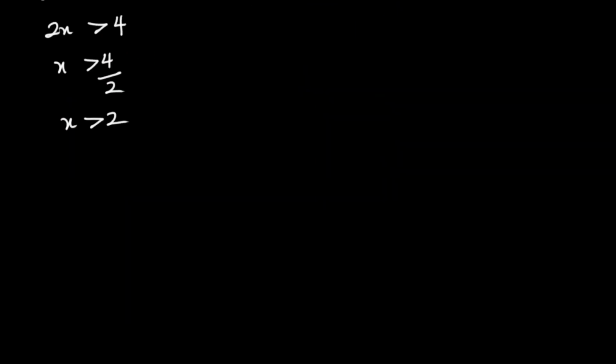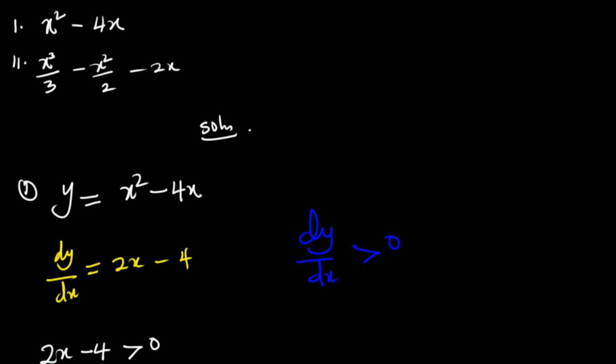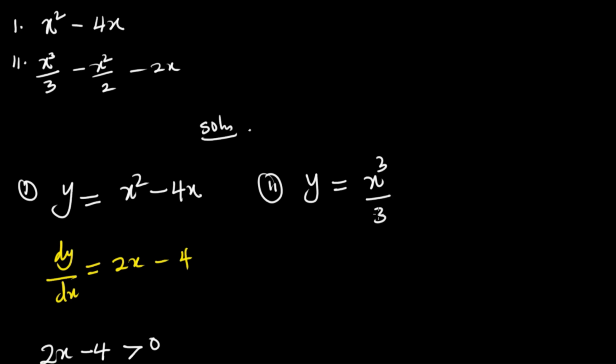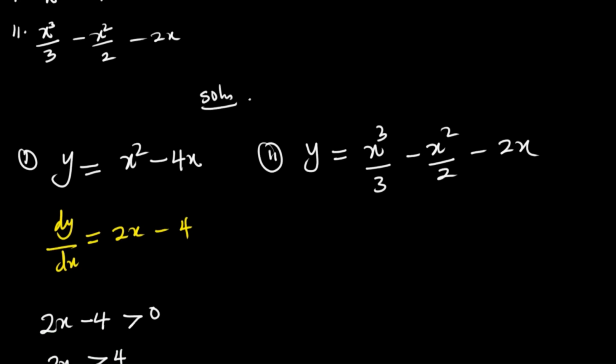So let's look at the second example. Let me clean this place off to create more space. Okay. So in the second question, we have y equal to x to the power of 3 divided by 3, minus x squared over 2, minus 2x. And the question is the same: to find the values of x for which this function is increasing.